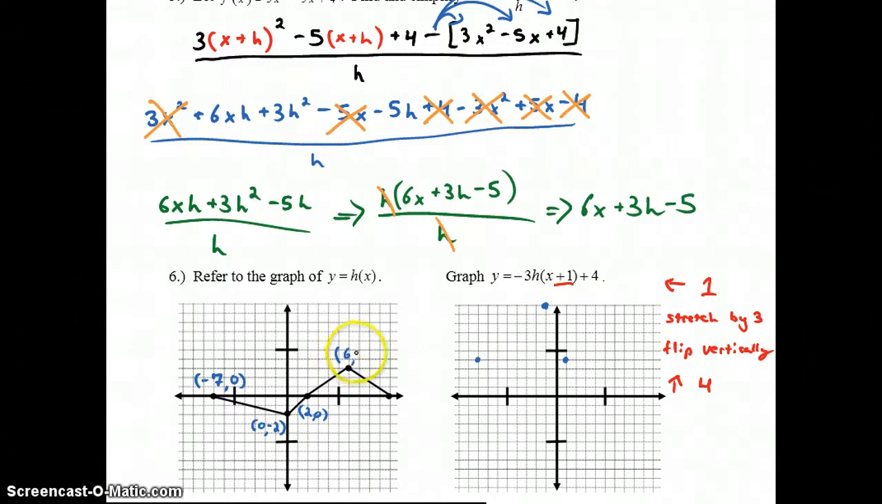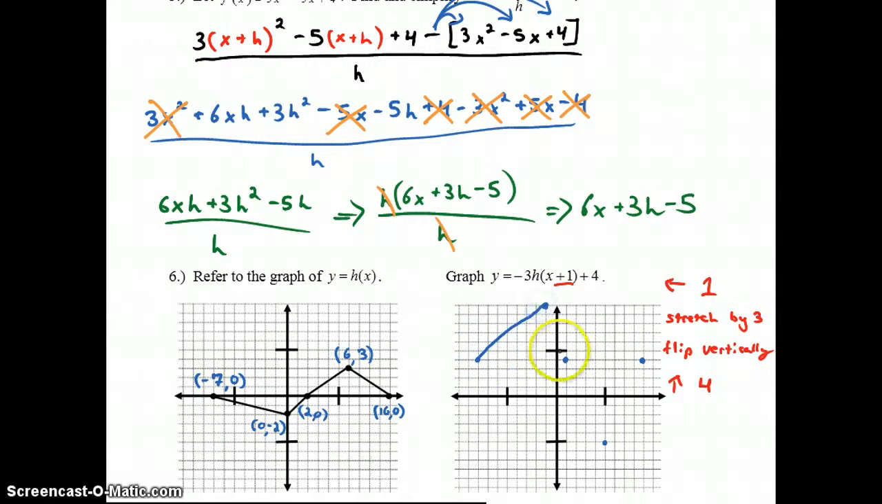Next point is at 6, comma 3. So I start at 6, 3, go left 1, stretch vertically by a factor of 3, brings me up to 6, 9. Flip it vertically at 6, negative 9. Was it 6? No, 5, negative 9, because I shifted left 1. And then shift it up 4 units, putting me at 5, negative 5. Last point is at 10, 0. So I will start at 10, 0, go left 1 to 9, stretch doesn't do anything, flip doesn't do anything, shift up 4.